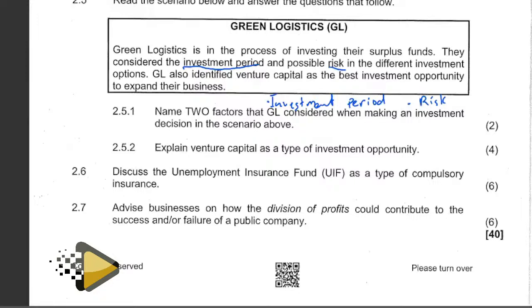So now let's check the marks, the allocation of marks. You have 4 marks. So it means that the expectation is to come up with 2 points, because you can't just come with 1 point when you have been allocated 2 marks. So that is why, grade 12, it is always advisable to know this concept from A up to Z.